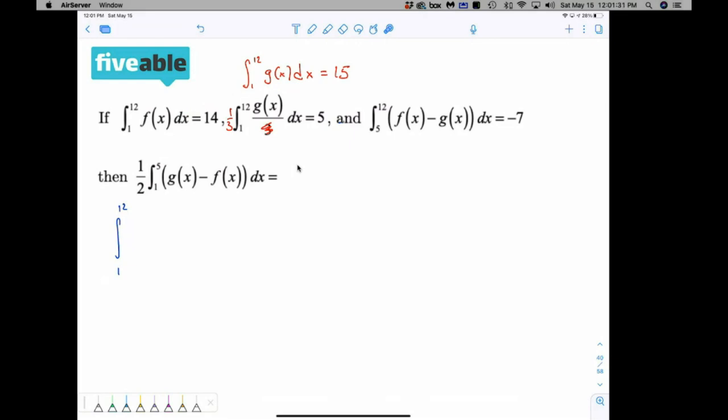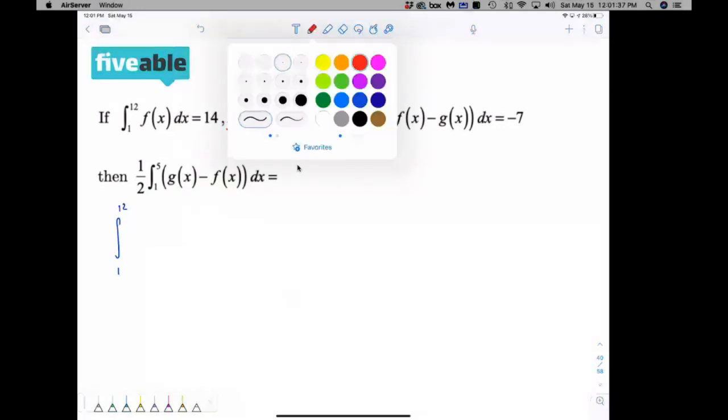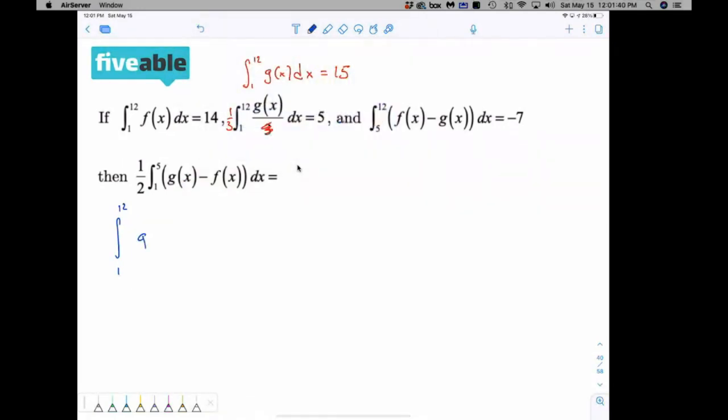So I'm looking at where I want to go, and I want to get g of x minus f of x. So I'm going to set it up that way. I'm going to go from 1 to 12, and I'm going to do g of x minus f of x as my integrand. And we know what that equals because we know that from 1 to 12, g of x is 15, and we know from 1 to 12, f of x is 14. So this is really just going to give us the answer 15 minus 14, which is equal to -1.